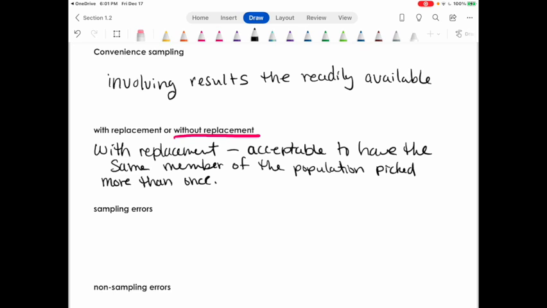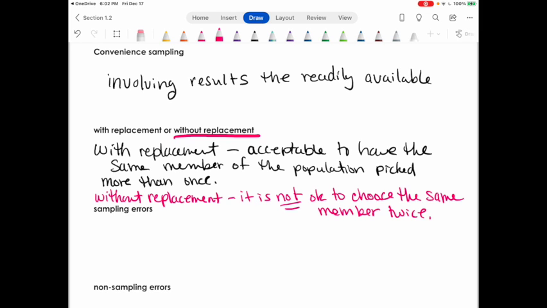Now, if it's without replacement, that means that you do not want that same person or that same object picked more than once. So let me color code this, and I'll put without replacement in pink. Okay, so without replacement means you don't want to pick that member, put them back into the population to have a chance of picking them again. Without replacement means you don't want the same person or object to get counted more than once.